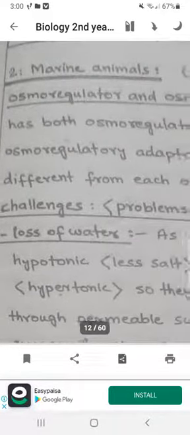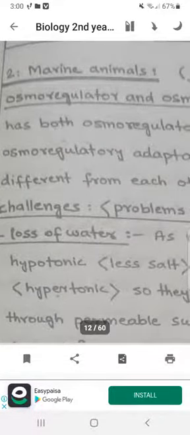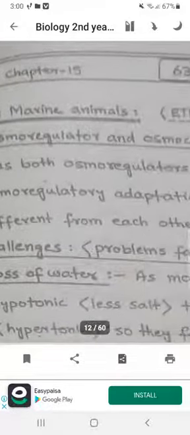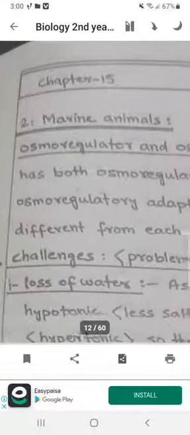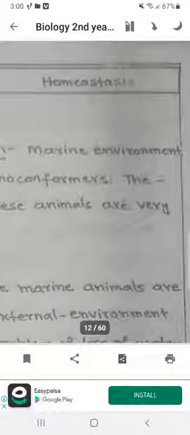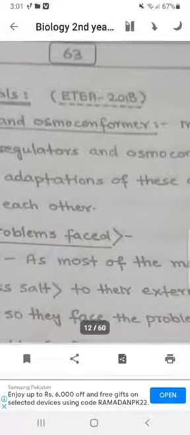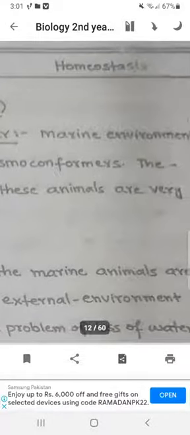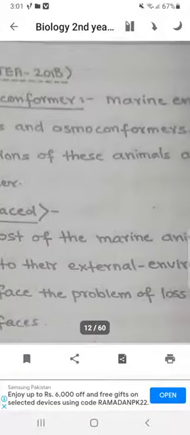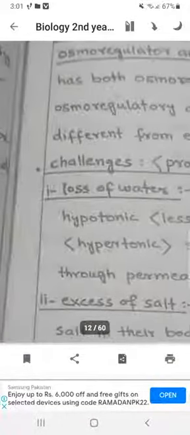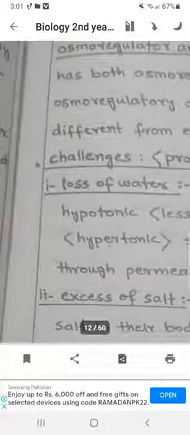Number 2, marine animals. Osmoregulator and osmoconformer. Marine environment has both osmoregulators and osmoconformers. The osmoregulatory adaptations of these animals are very different from each other.